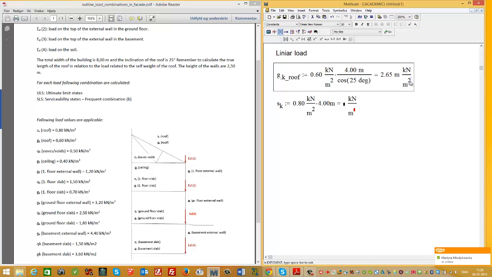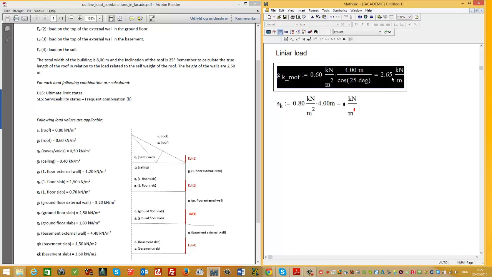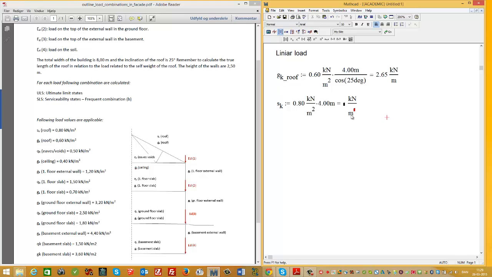And the same up here. Of course, the output should be kilonewton per meter. It was my mistake. Of course, the output is kilonewton per meter.